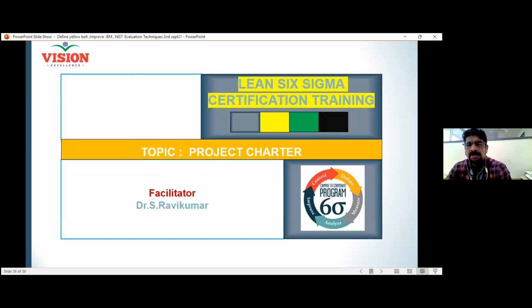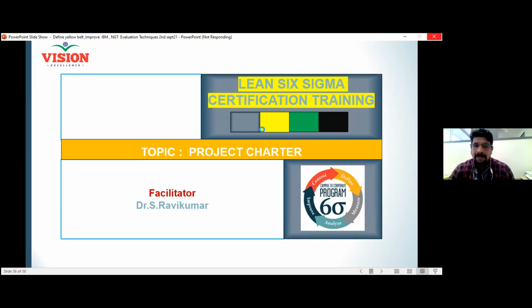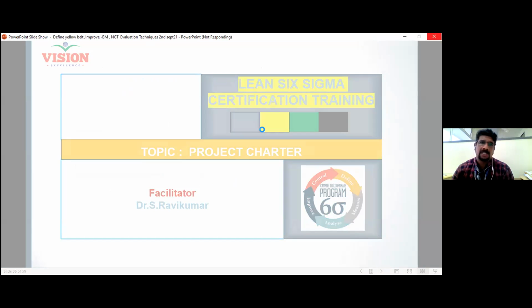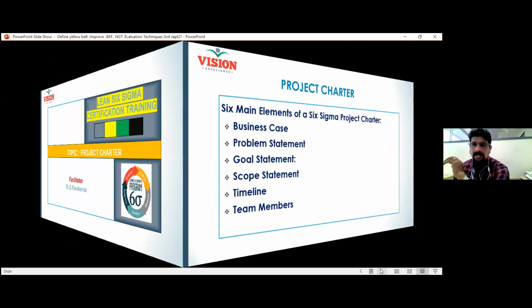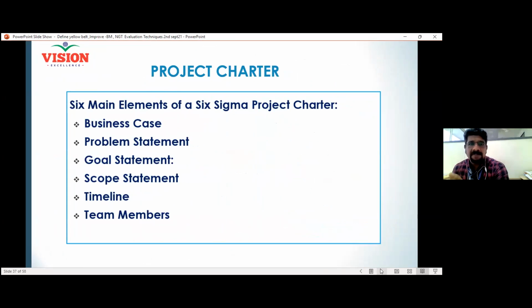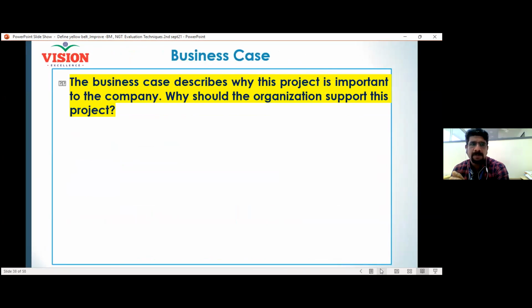Okay, now we move to the important phase of the Lean Six Sigma define phase, that is developing a project charter. What is the project charter? Right. See, this project charter is a living document. The project charter has certain important steps. See, first, we have 6 main elements. First one is the business case. What is a business case?